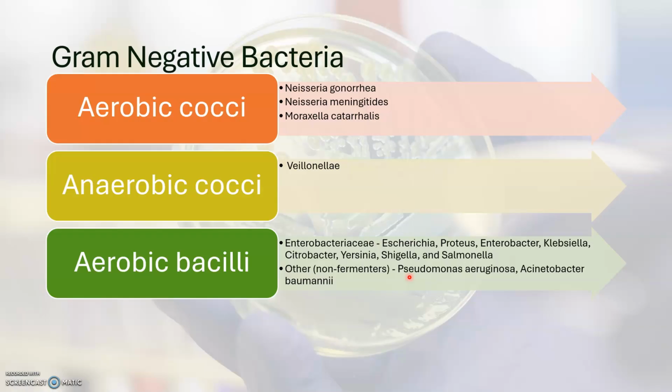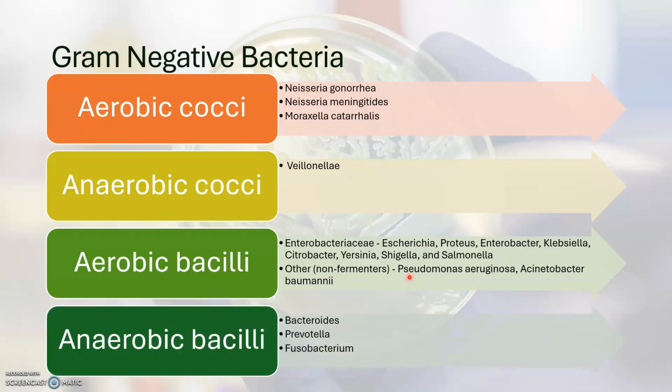Then we can move on to the aerobic bacilli, such as the Enterobacteriaceae: E. coli, Proteus, Klebsiella, really common names, and then others such as Pseudomonas and Acinetobacter, which are non-fermenters. And finally, we have anaerobic bacilli, which are gram-negative, such as Bacteroides and Fusobacterium, again often seen in anaerobic soft tissue infections.